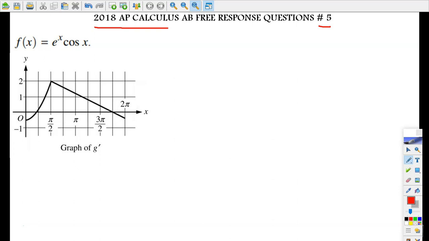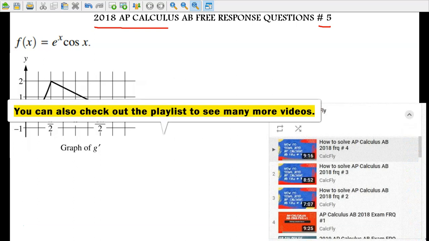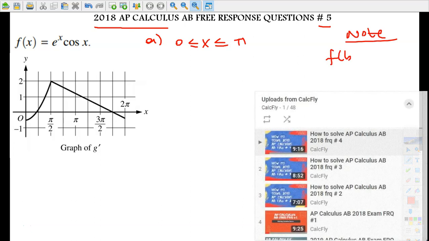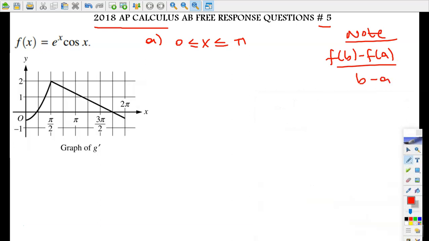In the first problem, it says find the average rate of change of the f of x function on this interval, which is 0 less than or equal to x less than or equal to pi. If you remember how to find the average rate of change, we use this formula: f of b minus f of a over b minus a. So we're going to be using this formula for the f of x function over this interval. It's going to be equal to f of pi minus f of 0 divided by pi minus 0.